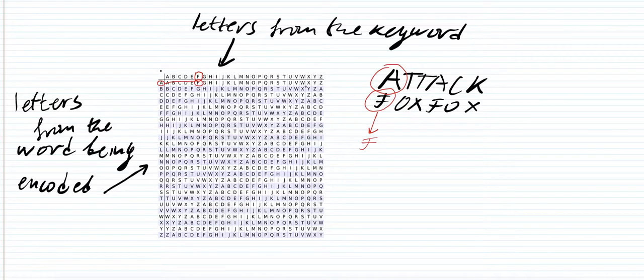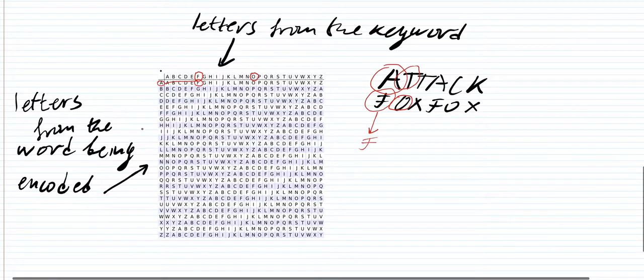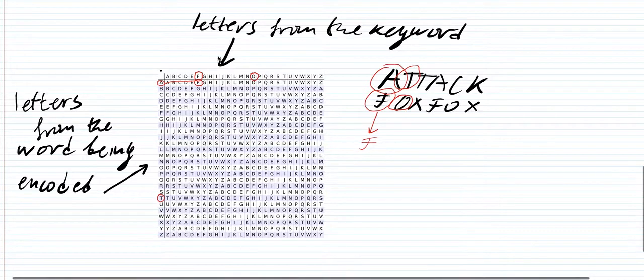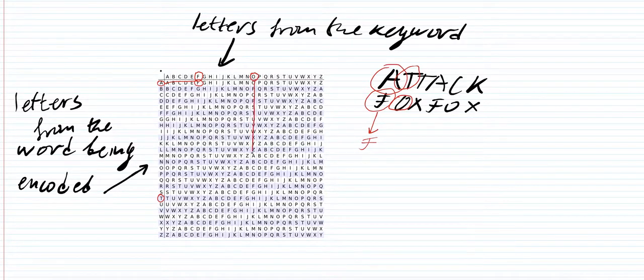Then you're looking for letter O on the top. This is letter O on the top. This one we already mentioned. Then letter T is over here. Right? So this is letter T. And you look for the intersection. This is letter H. Letter H.